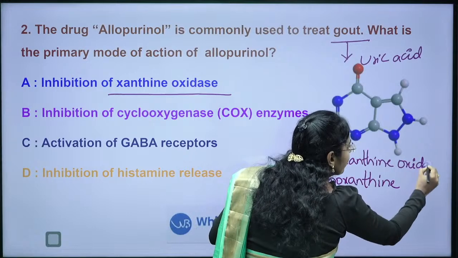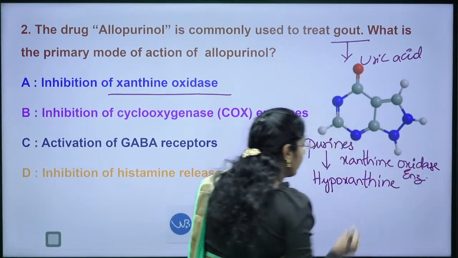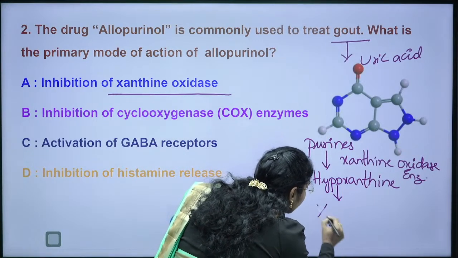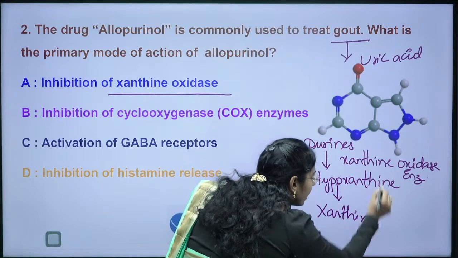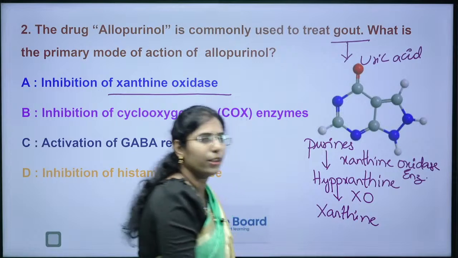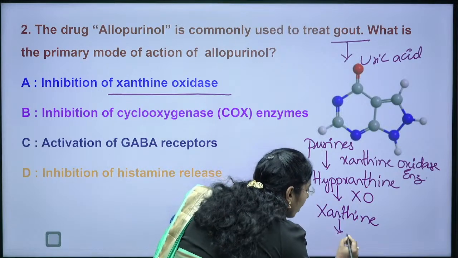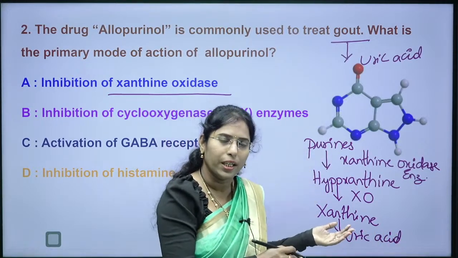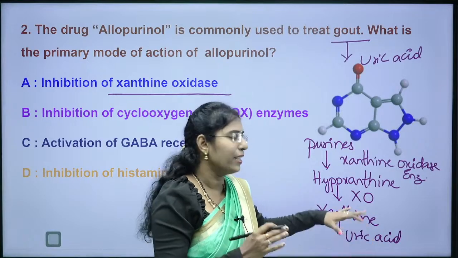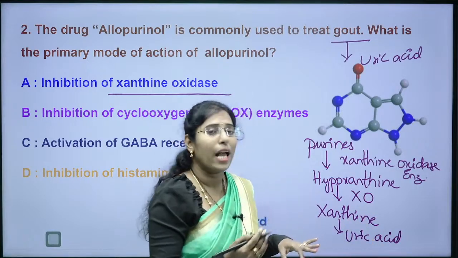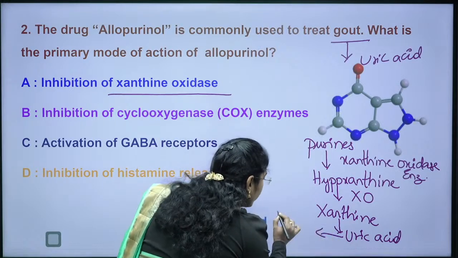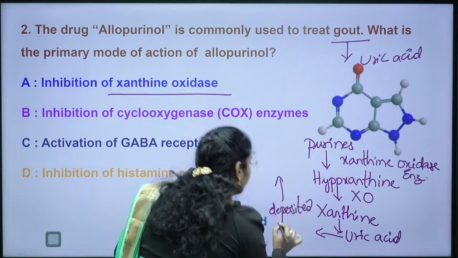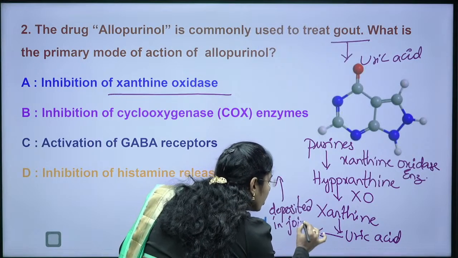This hypoxanthine gets catabolized to xanthine, which also takes place in the presence of the same enzyme, xanthine oxidase, and which finally catabolizes to uric acid. This uric acid is a waste material and should be excreted out of the body through urine. But sometimes it gets deposited in the joints, and this deposition in the joints leads to gout.